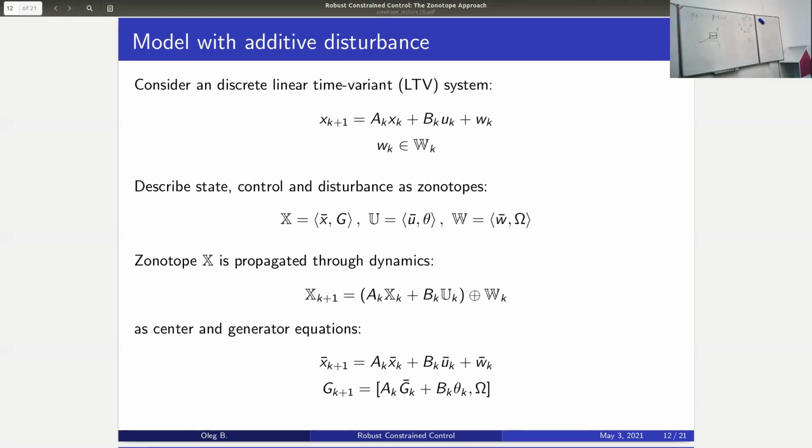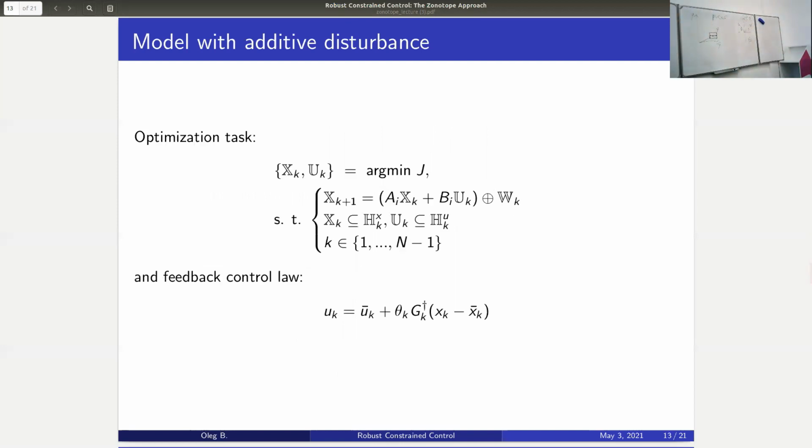All other parts are the same, but the main point is that the size of our generator increases. If at the first step our generator has size, for example, 2 by 2, and our disturbance has a 2 by 2 form, then at each step the size of our generators increases by 2. At this moment, you can do it without order reduction, but there exist some approaches to decrease the number of generators in zonotopes.